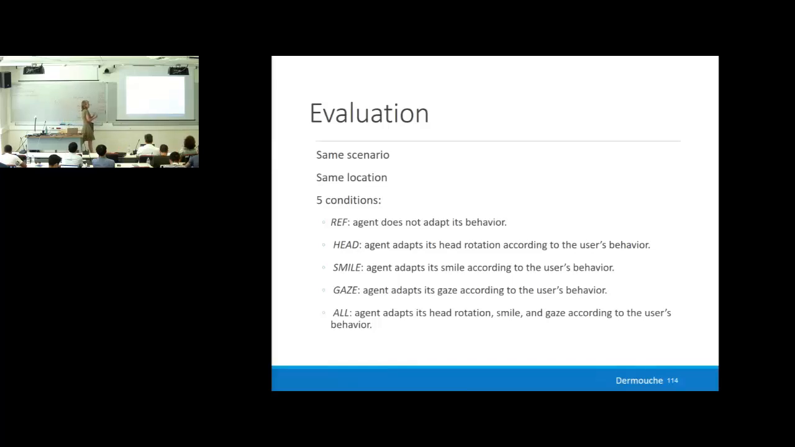How does it affect the perception of the agent, and how does it affect the interaction? Again, we use the same scenario, the same location in a museum, and we had 5 conditions. In the reference control condition, we have no adaptation of its behavior, so it was just sending its communicative intent. In the head condition, it adapts only its head rotation, and in the full condition, it adapts its head rotation, smile, and gaze according to the user's behavior. So the full adaptation model.